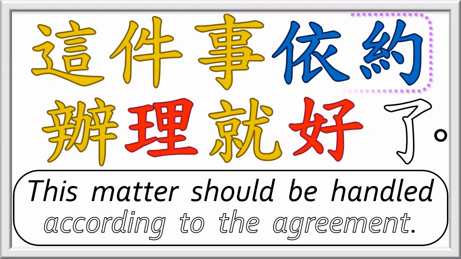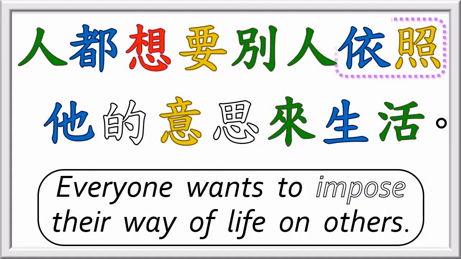依 alone, or with 照 依照 express the meaning of according to, or in accordance with. 这件事依约办理就好了。This matter should be handled according to the agreement. 依约 is a contraction of 依照约定 or 依照合约。人都想要别人依照他的意思来生活。Everyone wants to impose their way of life on others.